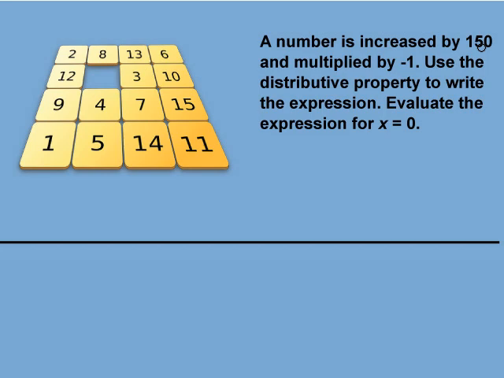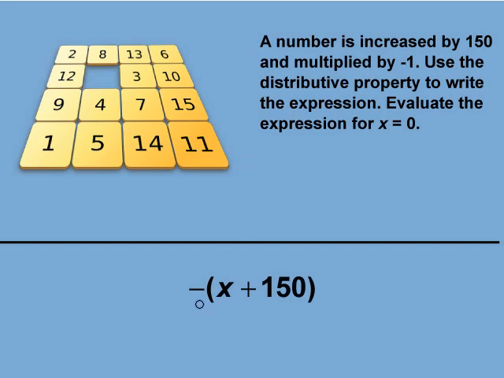Since we don't know which number, we designate it as x. This number is increased by 150, so we write x plus 150. This sum, or the entire expression, is multiplied by -1. So we enclose the expression in parentheses and multiply the whole expression by -1, as shown here. This is the mathematical equivalent of this verbal expression.